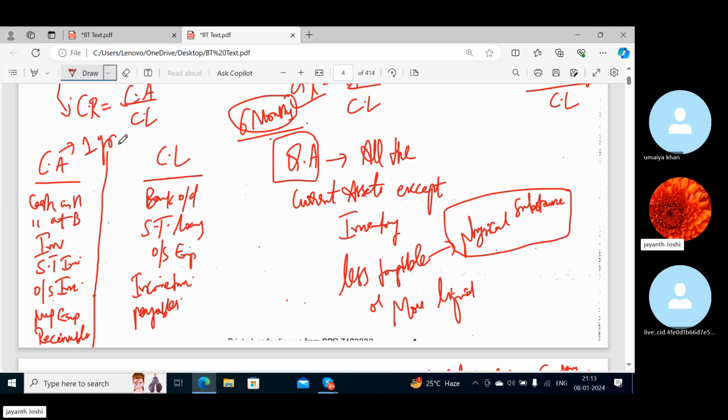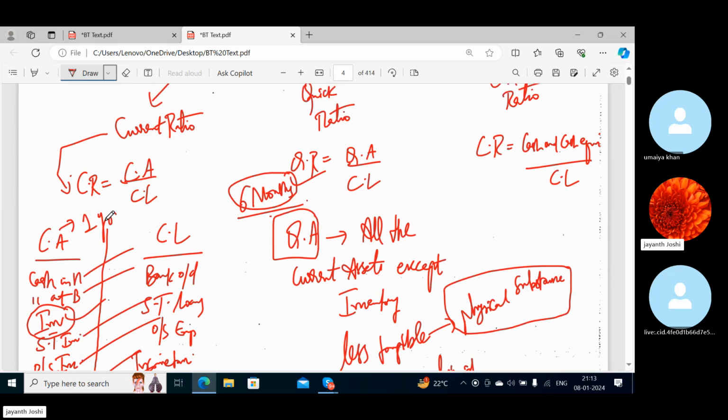In the same way, all the current assets like this can give me immediate economic benefits, but inventory is the most tangible nature, having the physical substance and taking more time to give me economic benefits. So I'll exclude that. And after excluding that, all the current assets I've considered are nothing but quick assets, and I'll try to get my economic benefits in an even shorter duration than the current ratio.